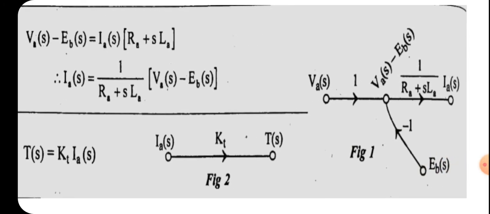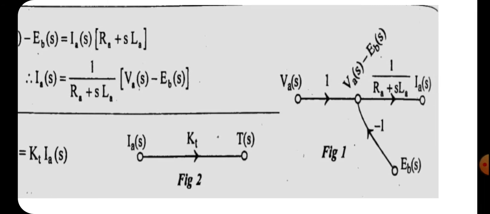Okay. So we know that VA(s) is the input and theta(s) is the original output, and IA(s) is an intermediate variable, and IA(s) can be represented in terms of VA(s) minus EB(s). So we can draw, starting from VA(s), that is the input variable, and it goes to another node, and that node is the difference VA(s) minus EB(s). So the second node we can represent as VA(s) minus EB(s). We have to show the EB(s) also, that is coming from another node, that is shown at the lower portion in figure 1.